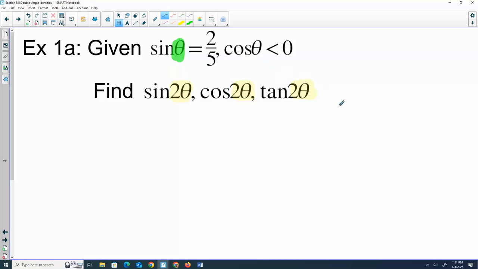So this is going to go back a little bit to some of our beginning stuff. If I know sine is 2/5, we could set up a triangle. If sine's positive, we know it's got to be either quadrant 1 or 2. But if cosine is negative, then theta was in quadrant 2. So sine is opposite over hypotenuse. Kind of going back to our first chapter here, drawing our triangles. Can you find that missing side?